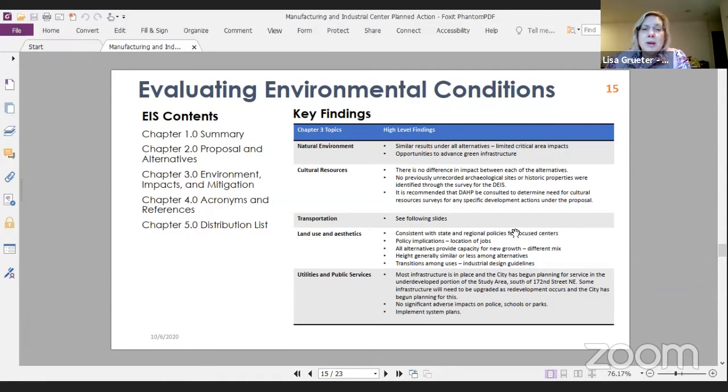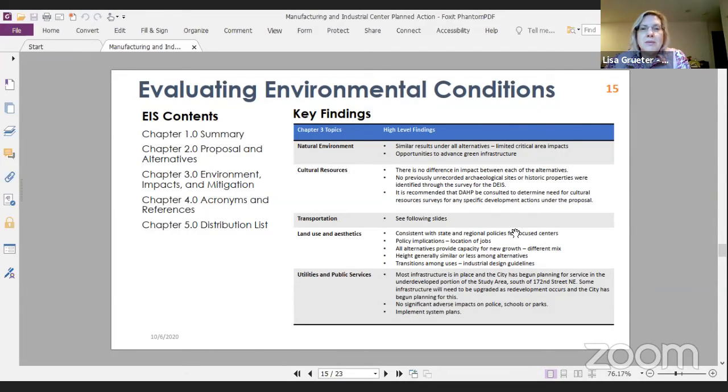For utilities and public services, most infrastructure is in place. There are some undeveloped portions that would need the extension of infrastructure. There would be no significant impacts on police, schools, or parks, which are driven more, at least for schools and parks, by population, and there would be limited population. The city has some system plans that guide the extension of infrastructure.